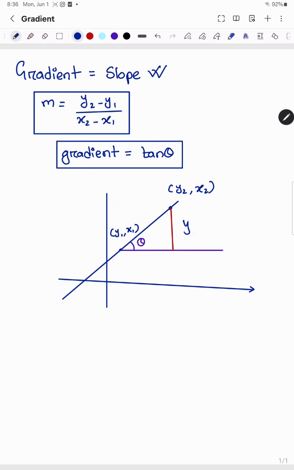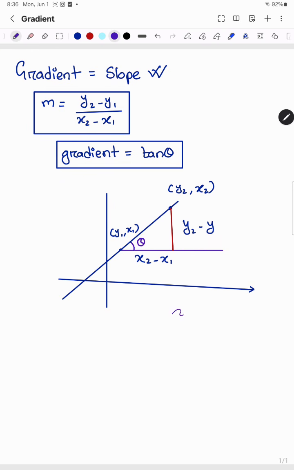So taking this as y2 minus y1, and again same here, at this point I'm taking this as x2 and at this point I'm taking this as x1. So this distance is basically x2 minus x1, right? So what you have to understand now is that in this particular triangle, this is the opposite and this is the adjacent.